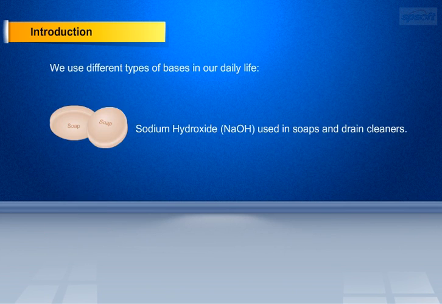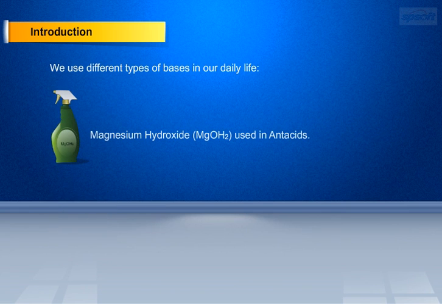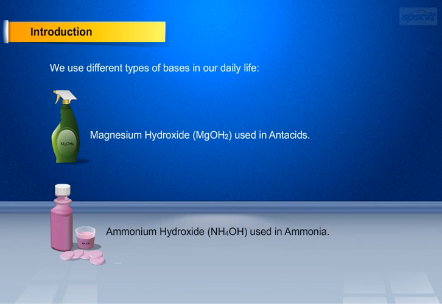Now look at the examples for bases which is used in our daily life. Sodium hydroxide, that is NaOH, is used in making of soaps and drain cleaners. Aluminium hydroxide, that is Al(OH)3, is used in making deodorants. Magnesium hydroxide, that is Mg(OH)2, is used in antacids. And ammonium hydroxide, that is NH4OH, is used in ammonia.